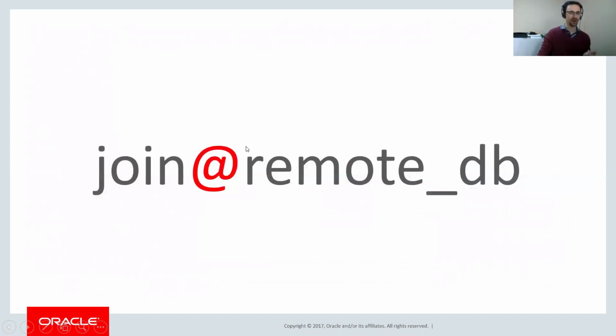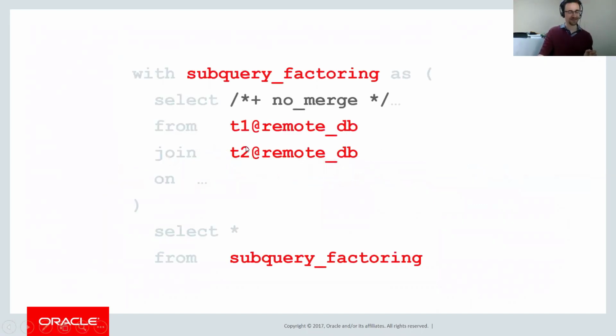Now, there's actually a better, or a supported way of doing this, I should say. So rather than use the materialized hint, we can stick this no merge hint in here. I've done it with the with clause, with subquery factoring. You could do it with a regular inline view. For subquery factoring, it's just easier to see what's going on.